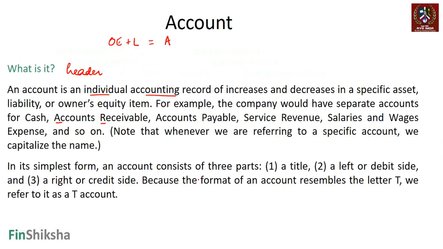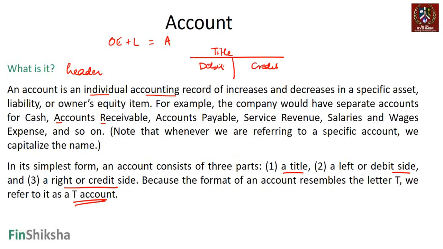In its simplest form, any account consists of three parts. So basically there will be a title, there will be a left or the debit side, and there will be a right or the credit side. So typically the way it is made is there is a title here, there is a left or debit side, and there is a credit side. And because of the shape in which it appears, it is also known as a T account because it looks like a T, right?